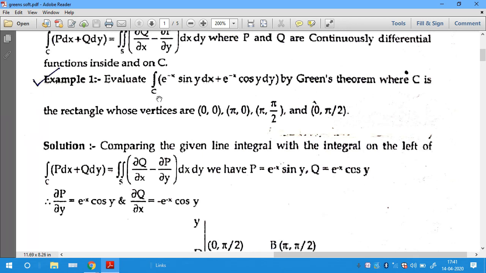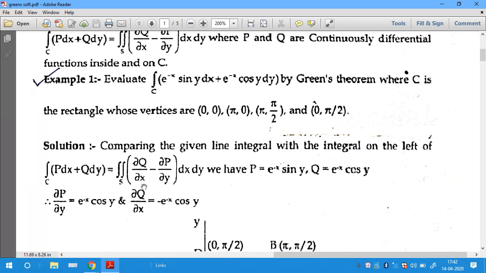Evaluate the integral over C of e power minus x sin y dx plus e power minus x cos y dy by Green's theorem, where C is a rectangle whose vertices are the origin (0, 0), (pi, 0), (pi by 2, 0)... (0, pi by 2). To evaluate this line integral, it is enough to evaluate the right hand side of Green's theorem. That is, a double integral should be evaluated. To evaluate the double integral, we need limits and two partial derivatives.